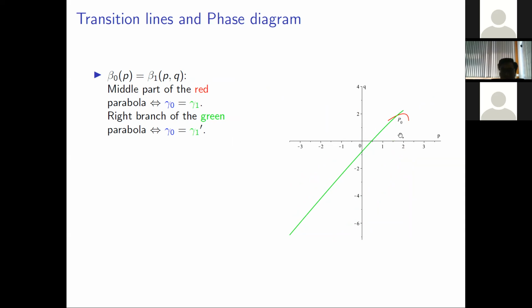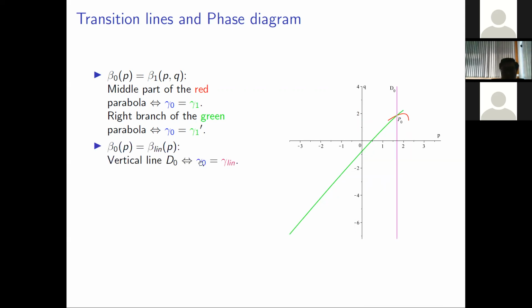So we have a beta part at the red parabola. In fact, it is where gamma zero equals gamma one, and this is the algebraic part. The middle part, as the left bright green parabola, is just gamma one prime, the dual of gamma one.